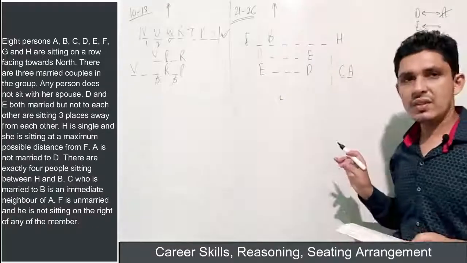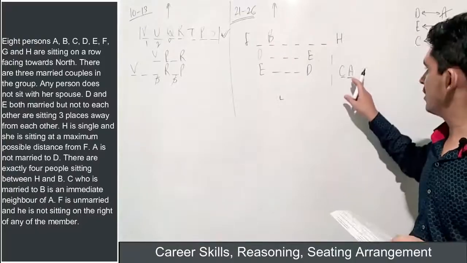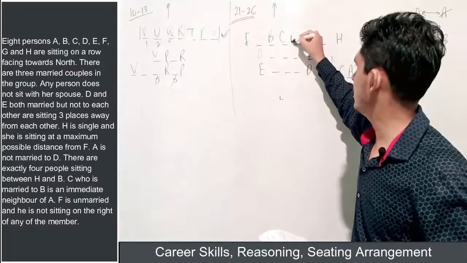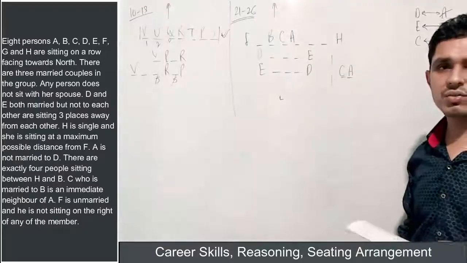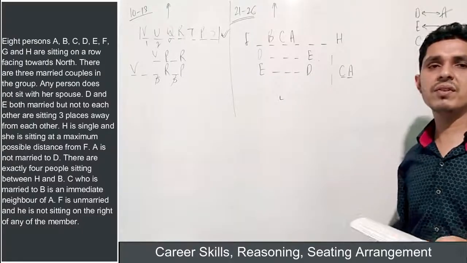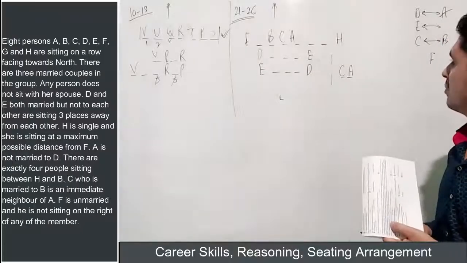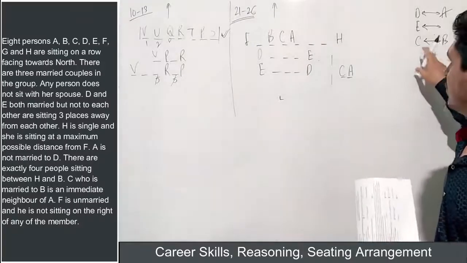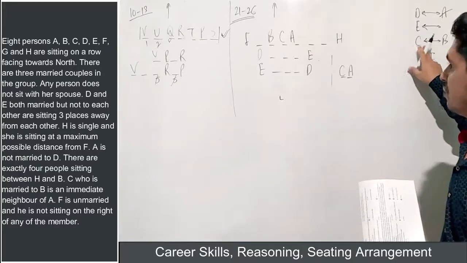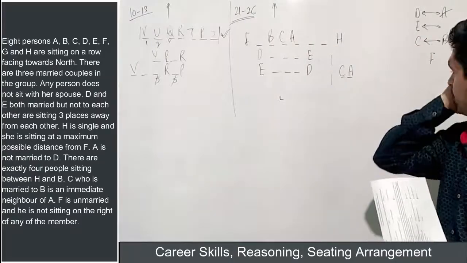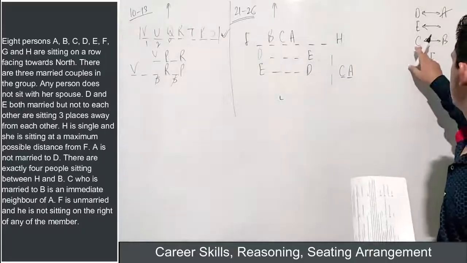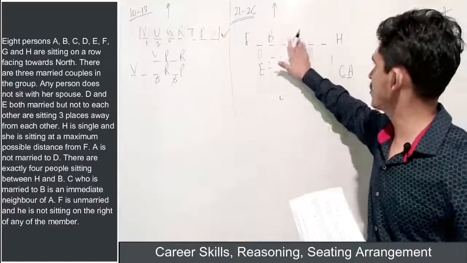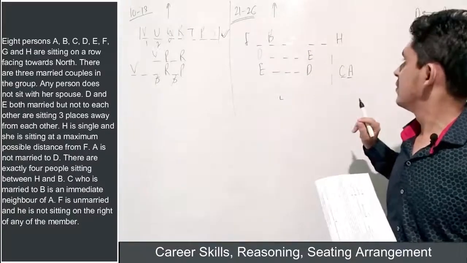Okay, and thereafter we have an arrangement that C is to the immediate left of A. That means the place that is remaining is this, right? C is to the immediate left of A. Thereafter we have one more statement, that any person does not sit with his or her spouse. So the spouse of C is B. The spouse of C is B. That means C cannot be here. That means this is not correct.